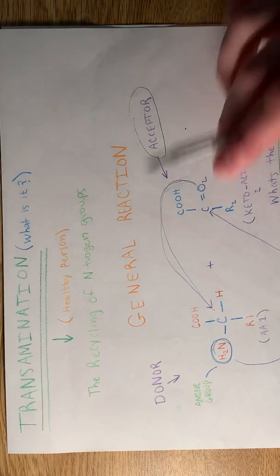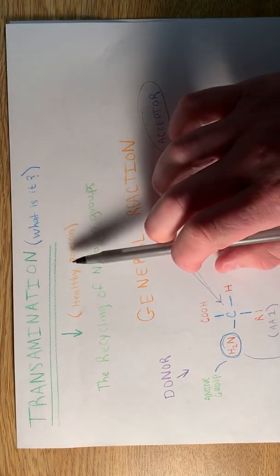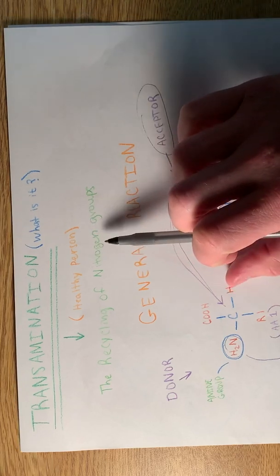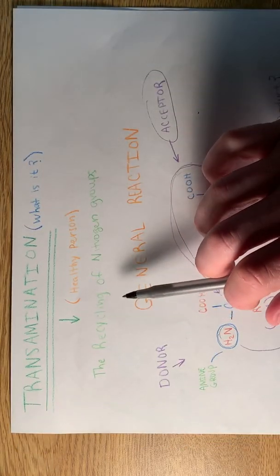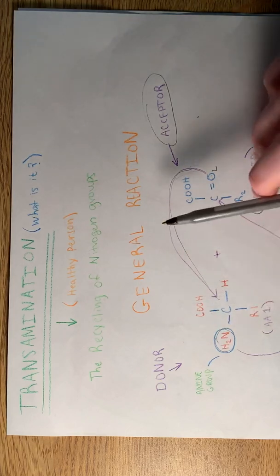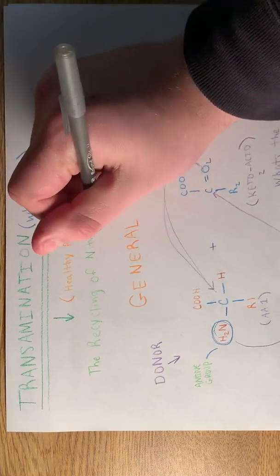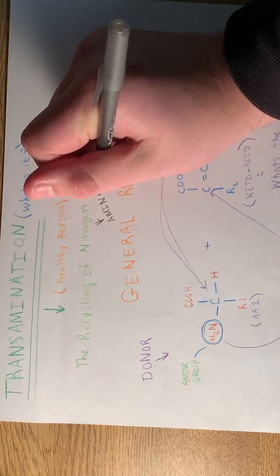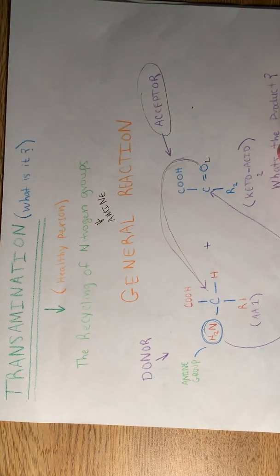Transamination is a process that happens in a healthy person. The basic definition is that it's the recycling of nitrogen groups. And by nitrogen groups, I mean amine groups.